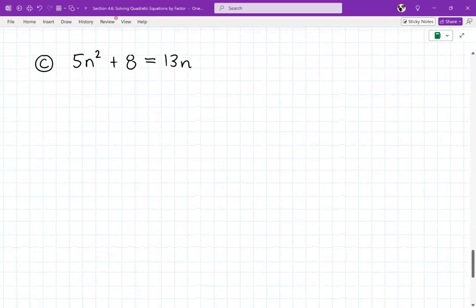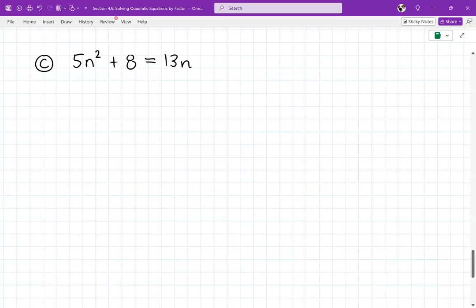And this one is actually going to be an x method. It doesn't look like it right now, but remember, we have to make sure everything is set equal to 0. For solving, everything should be equal to 0. So I'm going to move this 13n over to the left side. So this is going to look like this: 5n squared minus 13n plus 8 is equal to 0.